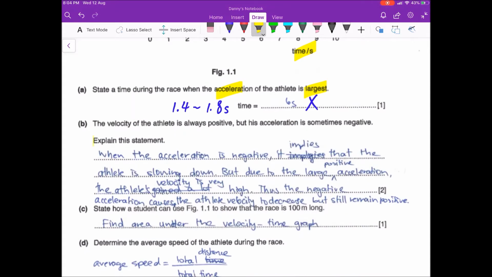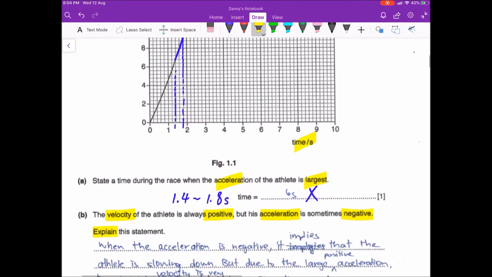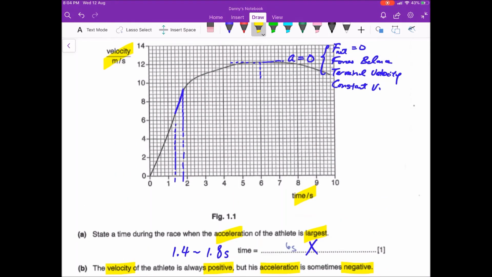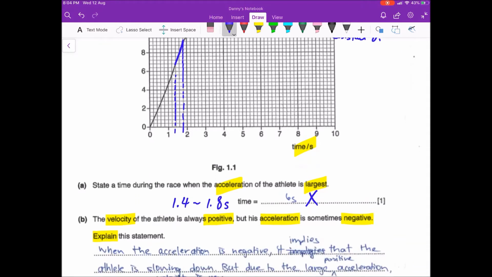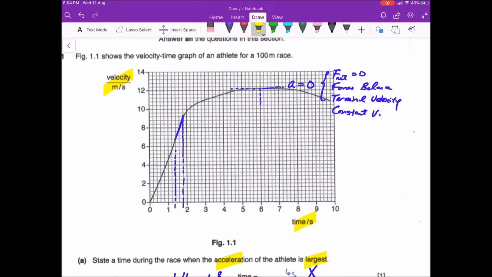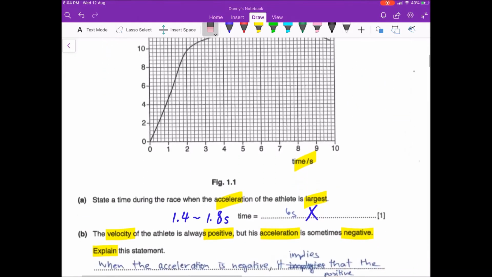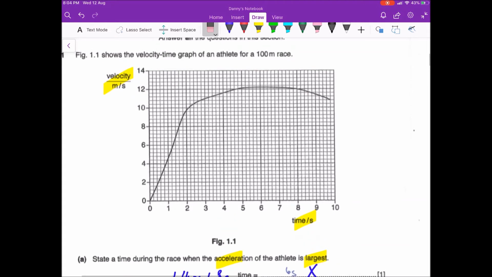For the statement, I have to explain what it means when the velocity is positive and what it means when the acceleration is negative. And because I have a graph, I should be able to give some data to sustain this context. So when is the velocity positive? Basically, velocity is positive throughout the entire journey, so I don't need to specify the range of time for that. But acceleration is only negative when the gradient is negative. I can see that it's around here.